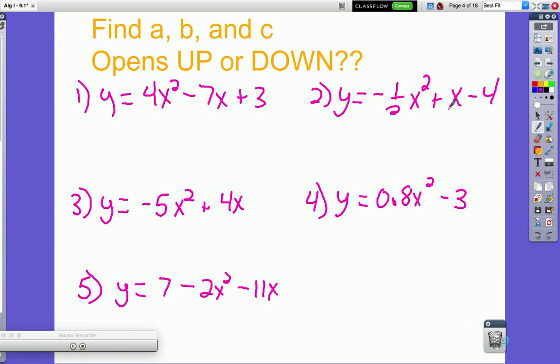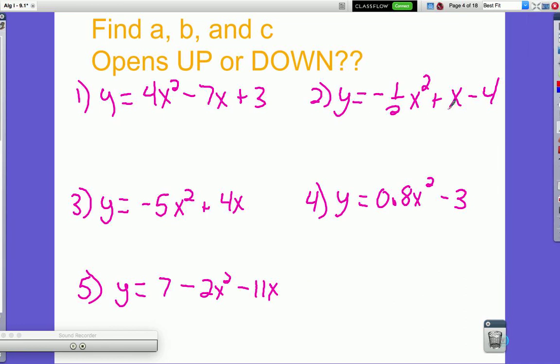First page: find a, b, and c, and determine if the graph will open up or down. For every single problem, we're going to identify A, B, and C. We look at the equation and make sure it's in standard form. If it's in standard form, go A equals, B equals, C equals. If we look at this equation, it's standard form, so we just put A equals, B equals, C equals. We will do this all chapter.